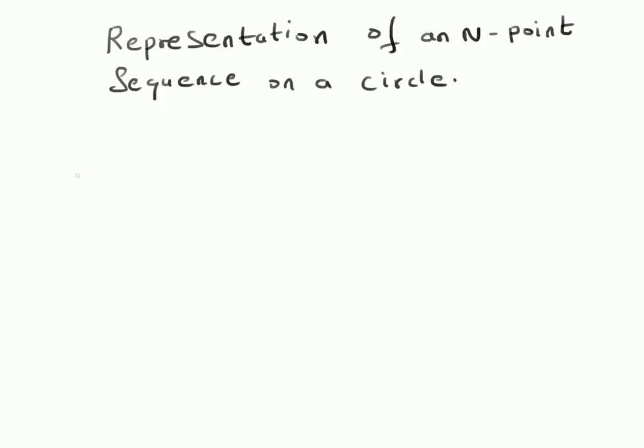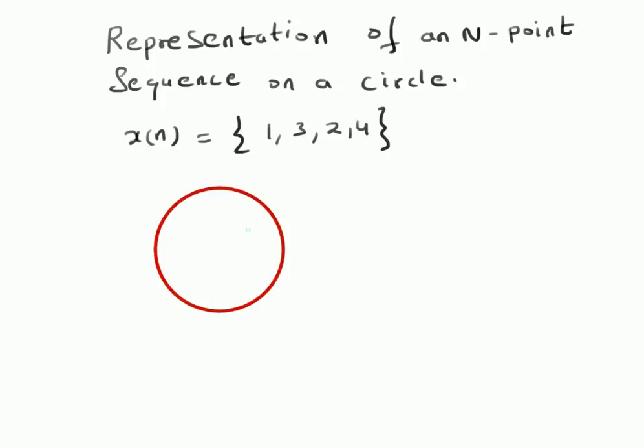So consider a simple sequence x of n given as 1 3 2 4. So a 4-point sequence. We can represent this 4-point sequence x of n on a circle. Since there are 4 values, we can represent them on this circle with a spacing of 360 by 4, that is 90 degrees, or 2 pi by 4, that is pi by 2 radians.